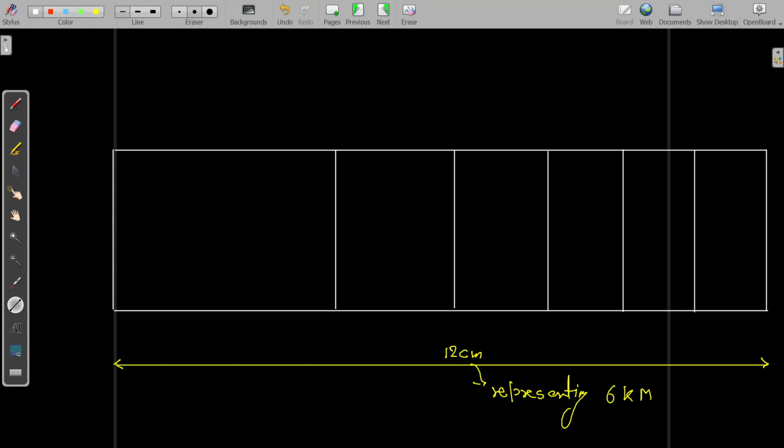So whatever distance this is, the same will be this distance. Meaning if you are dividing 12 centimeter into 6 parts, each division will be 2 centimeter. So this will be 2 centimeter, this will be 2 centimeter, this will be 2 centimeter. Every division will be 2 centimeter long. Okay, so keep that in mind.